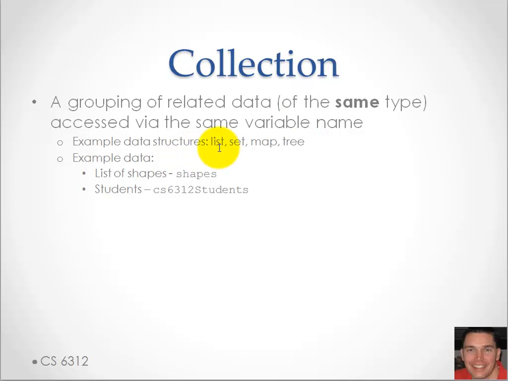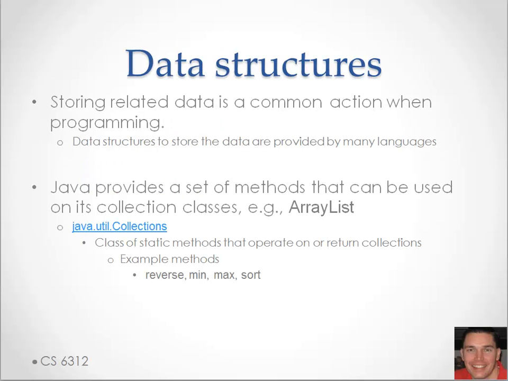There are other types of data structures out there. We've been using the ArrayList, but there are sets, maps, and trees, which are a little bit beyond the scope of this class, but I want you to know that there are several different types of collections out there. We may store a list of shapes, we might store a list of students. When we have this data structure, usually what we want to do is begin to operate on it.